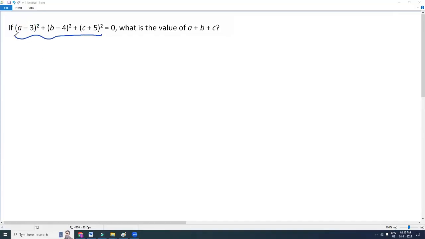Here the addition of 3 square terms is equal to 0. Since the addition of 3 square terms is equal to 0, the value of each square term over here must be 0, so that the addition of the 3 square terms can be equal to 0.